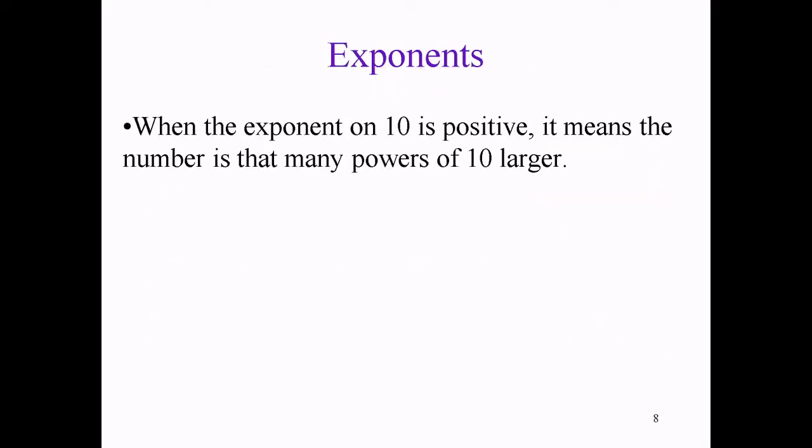So exponents. When the exponent on the 10 is positive, it means that the number is that many powers of 10 larger. So 10 to the 0 is 1, 10 to the 1 is 10, 10 to the 2 is 100, so on and so forth. So increasing an exponent here is going to mean that the number is larger.